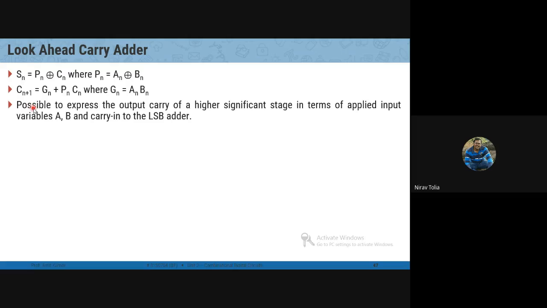Is it possible to express the output carry of a higher significance stage in terms of applied input variables A, B, and carry in to the LSB adder? So when my full adder starts working, I have three inputs, which I already have at the starting.